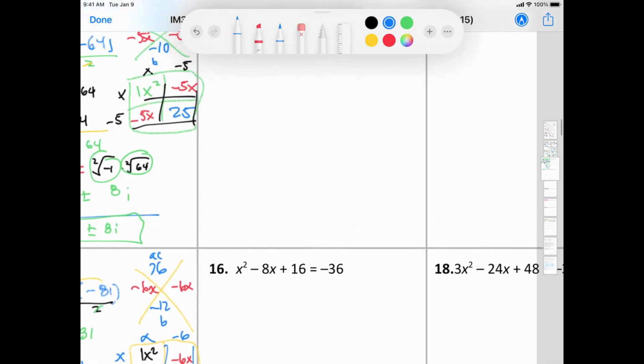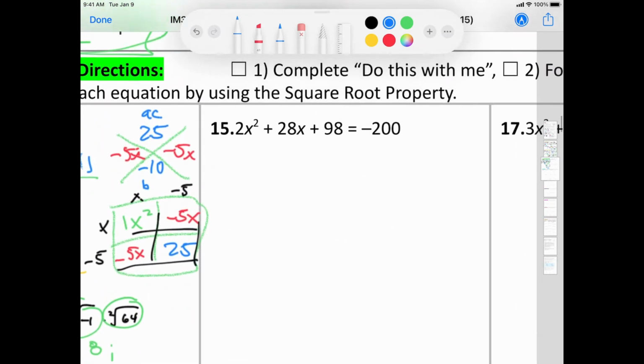All right, let's go on to number 15. Let's do the same thing.